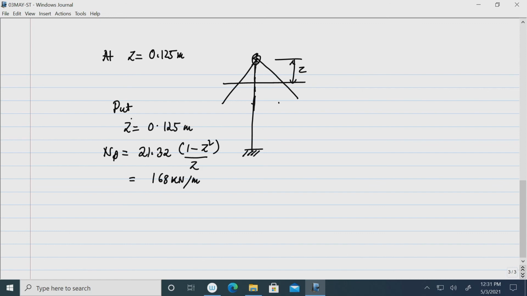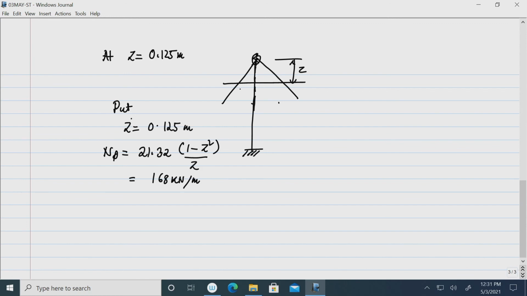Similarly, N theta can be calculated, but you can see N theta is 0 here and N theta is again maximum at the free edge, but at the free edge you know that there should not be any stress. So, again the membrane theory fails to predict the stresses at the free edge as well as at the edge where it joins with the column. So, we will omit these 2 points.